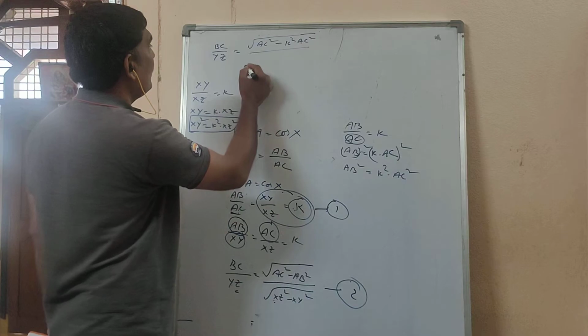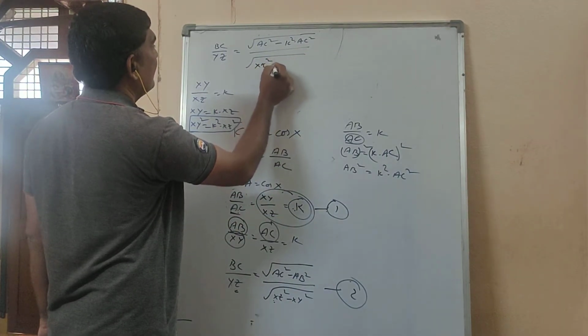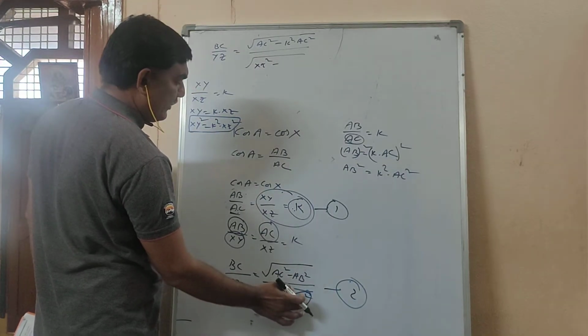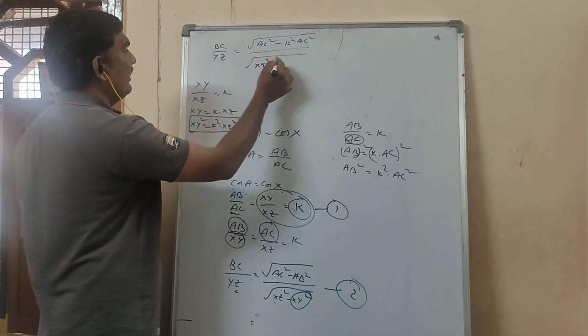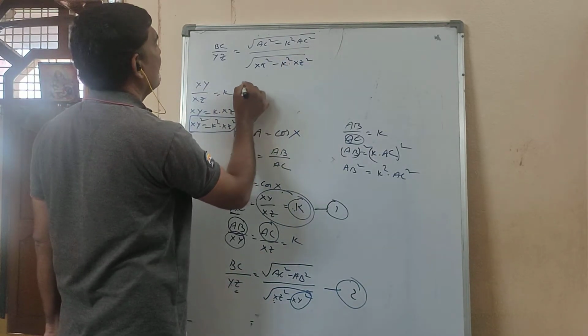So here under root xz square as it is I have to write, minus what you have here, xy square is there. In place of xy square, what I have to write here? K square into xz square.